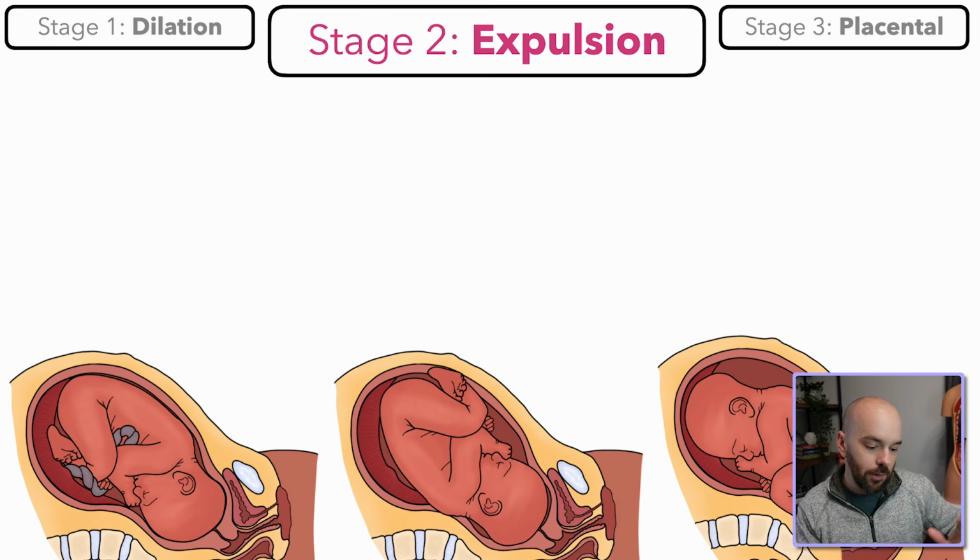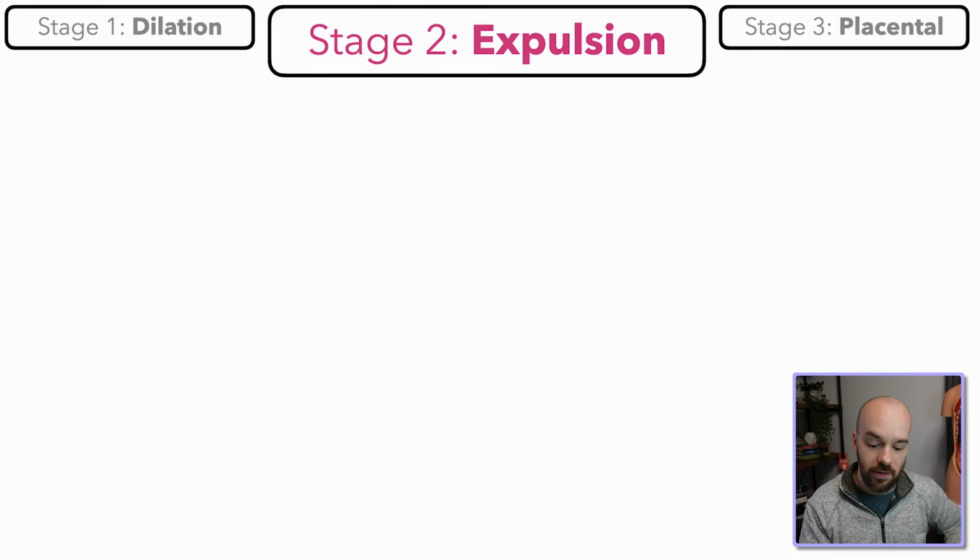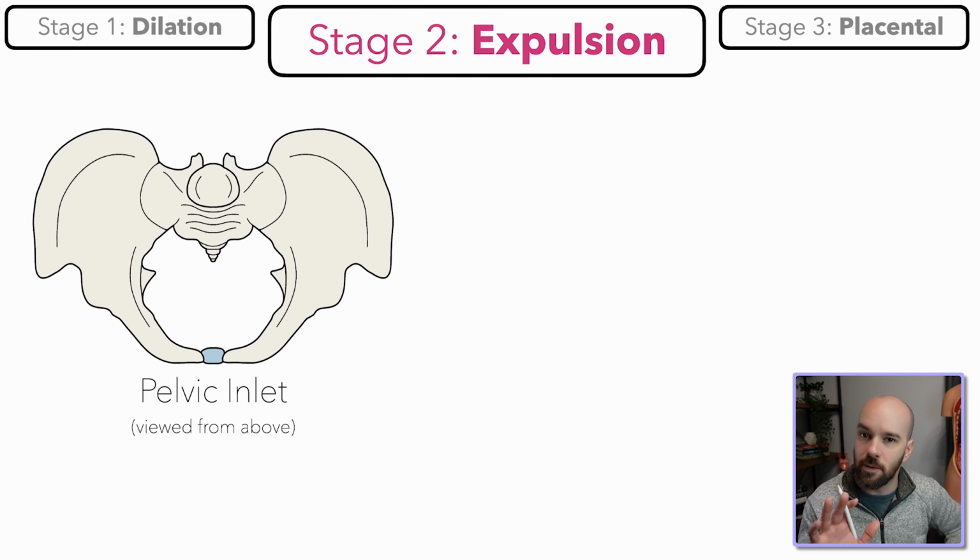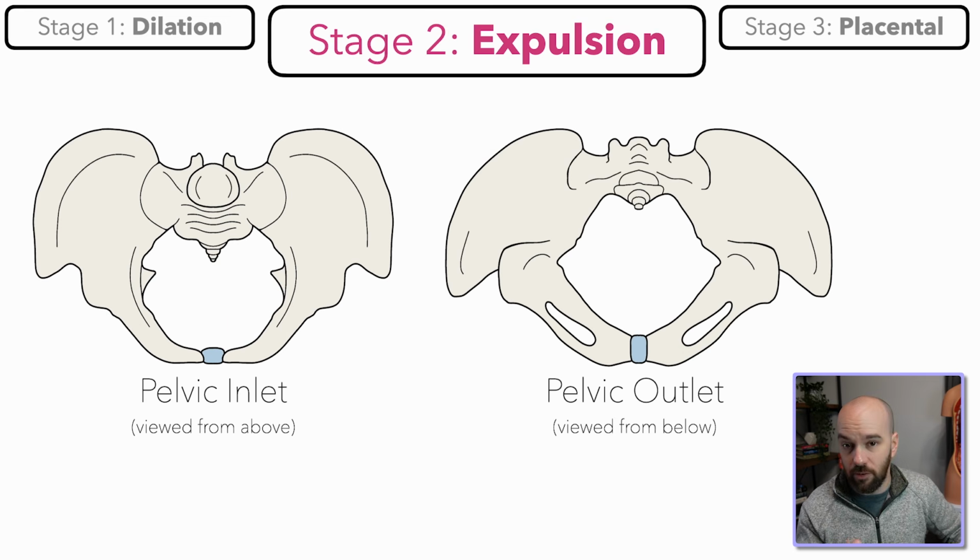Now, there's a little more anatomy we need to know to understand the different movements that are taking place during expulsion, and that's going to be some pelvic anatomy. So here we have the pelvic inlet, in other words, the pelvis viewed from above, and this is the space that the baby will need to move through right here. And then we've got the pelvic outlet. We're viewing the pelvis from the bottom, and this is where the baby is going to be coming out.